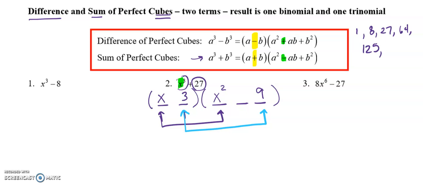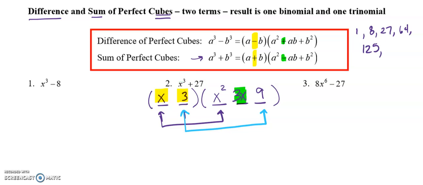9. To get this middle value here, the green spot, the middle one of the trinomial, you multiply the first two. So x times 3 is 3x. Okay, that's the same no matter whether it's a sum or a difference. Then what? Then we need to put in the signs.